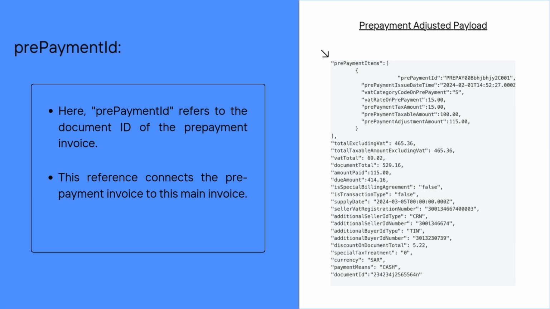The first element to look at here is prepayment ID. Here prepayment ID refers to the document ID of the prepayment invoice which we discussed before. This reference connects the prepayment to the main invoice, ensuring the system recognizes that a portion of payment has already been made. Next comes the document total.